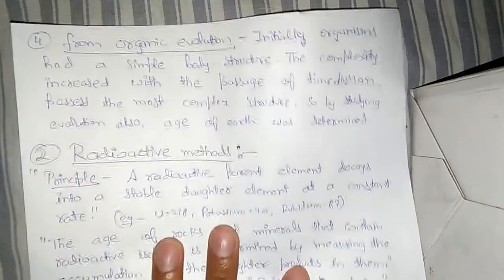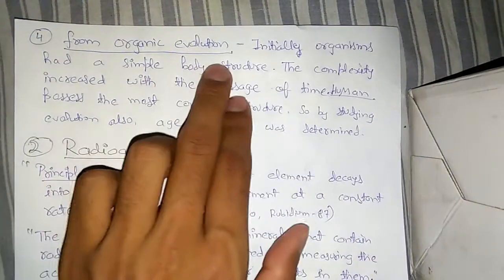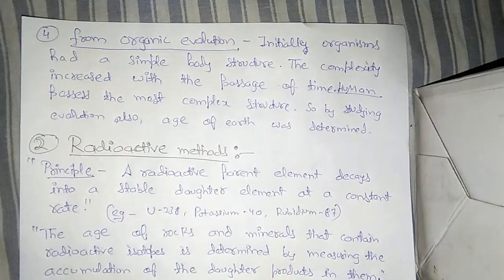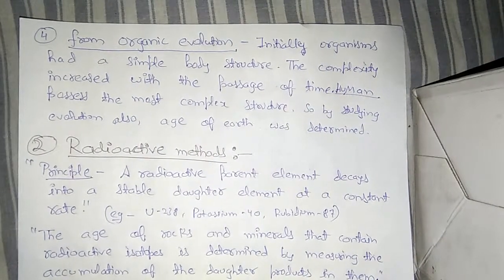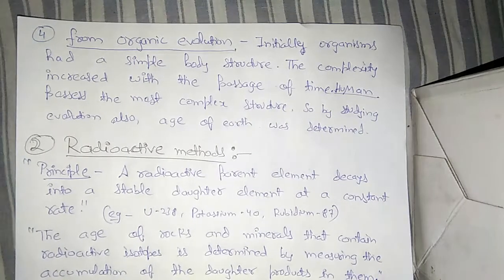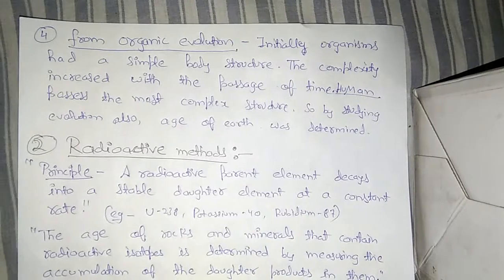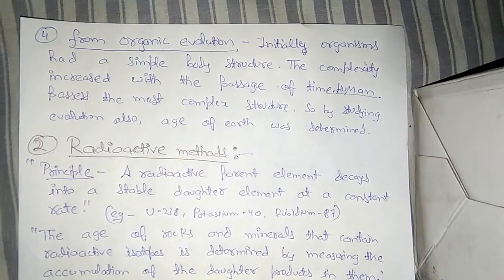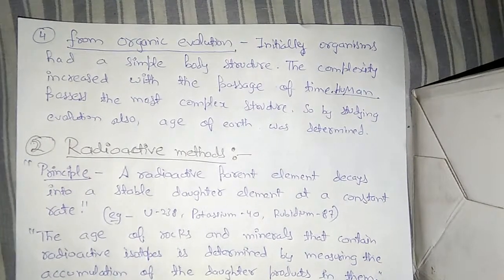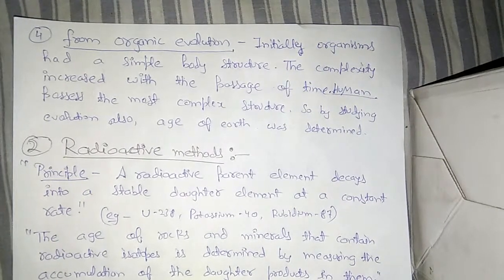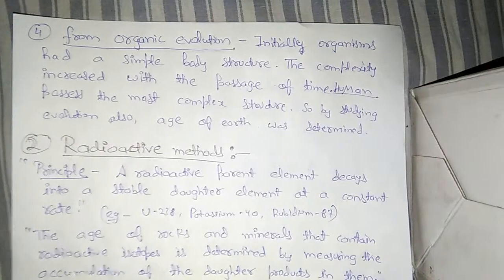And the fourth is organic evolution. Initially organisms had a simple body structure, and the complexity increased with the passage of time. As time passed, the complexity of an organism increased. Human possesses the most complex structure. So by studying evolution also, the age of earth could be determined at that time.